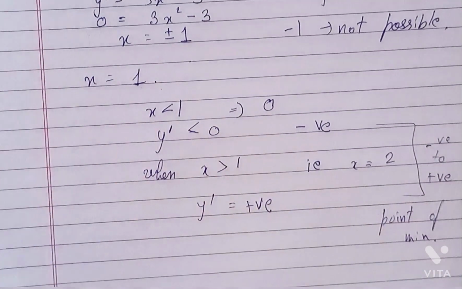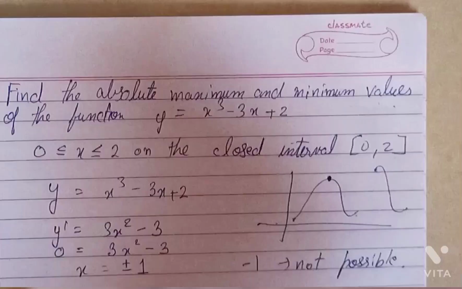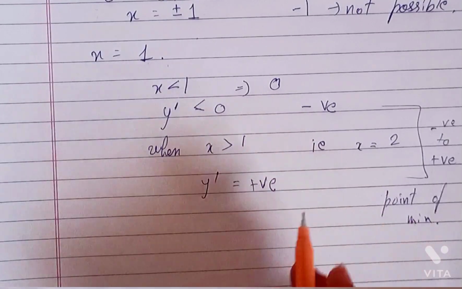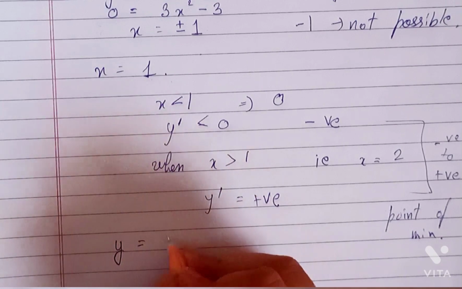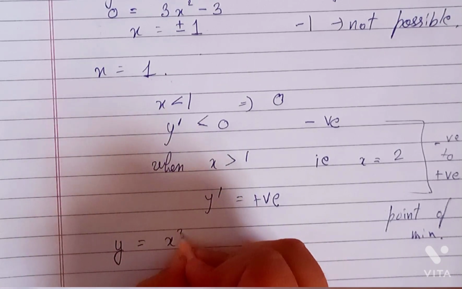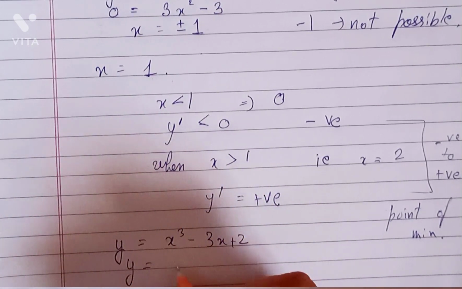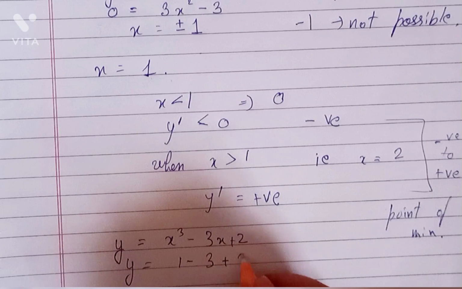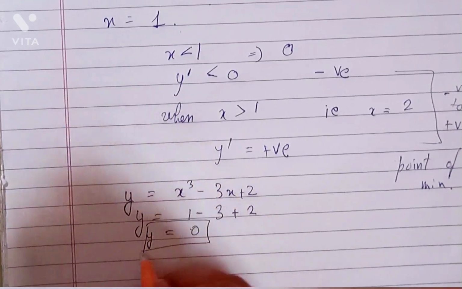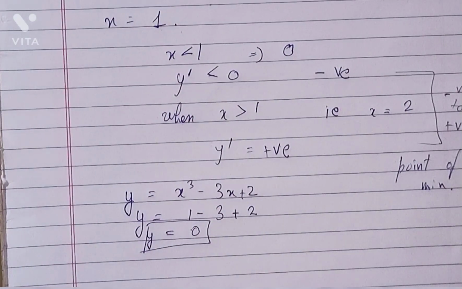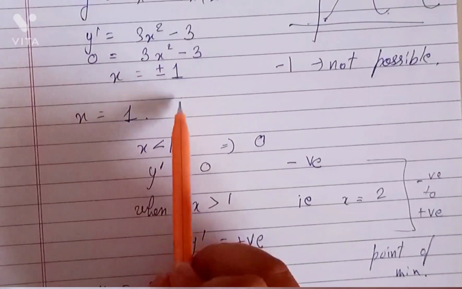Now we need to find the values. We'll find the value at this point, so we'll keep x as 1. Our y equation is x cube minus 3x plus 2. Keeping x as 1, we'll get 1 minus 3 plus 2, so y as 0. Now these are local maxima and minima. We need to see which is the highest or the least, so we'll compare all. First, the turning point we got.